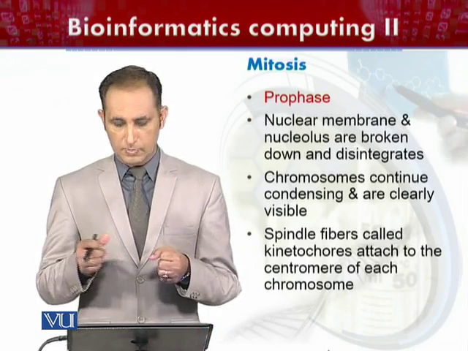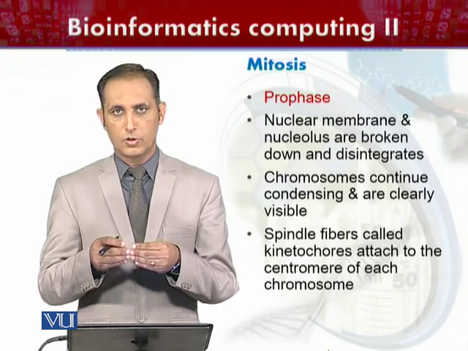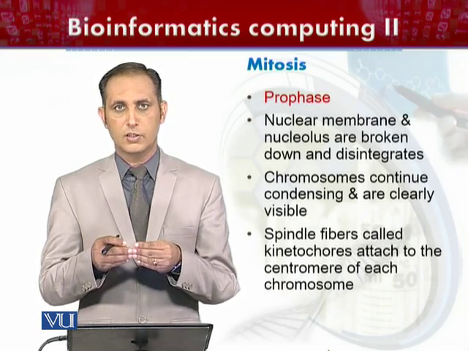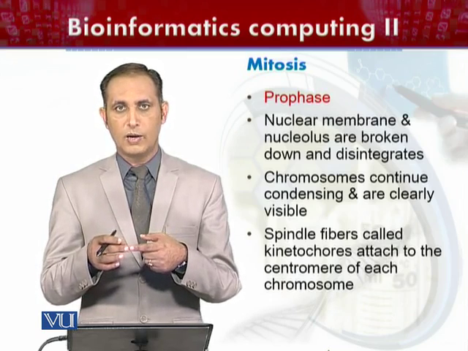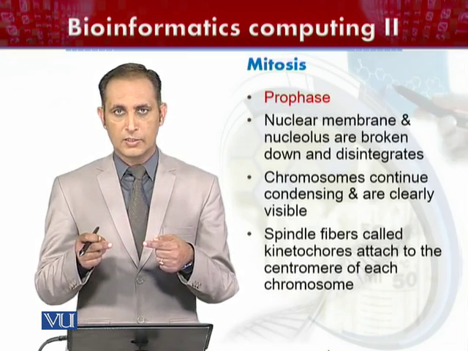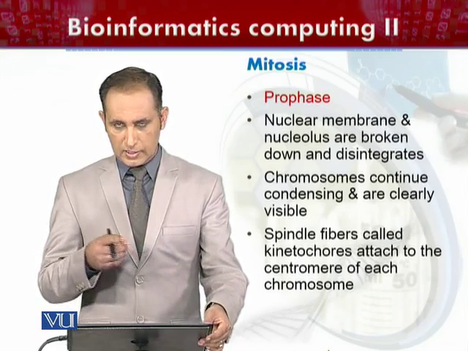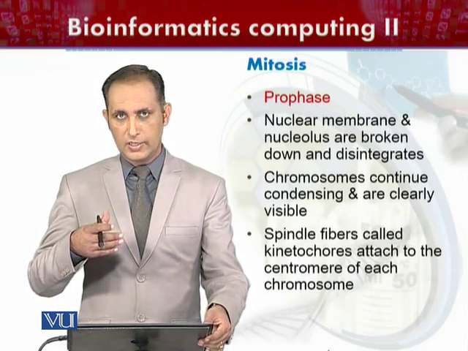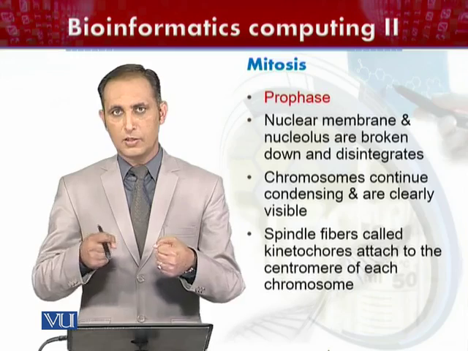Spindle fibers, called kinetochore fibers, get attached to the kinetochore, or the centromere of the chromosome, the point of attachment of the two chromatids, the two arms of the chromosome. The spindles get attached to these centromeres, and they will exert a pull on these centromeres to pull them apart in the next phase.